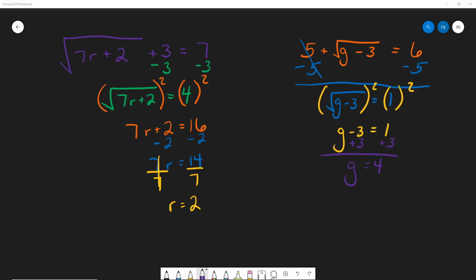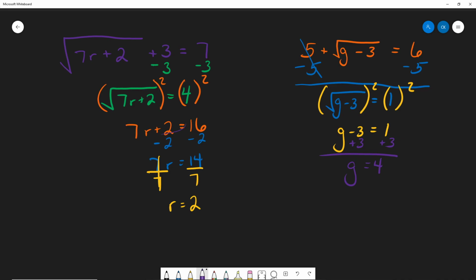So here are the answers for the 2 problems. For the first one, we should have gotten r is equal to 2. As we see here, we need to get the radical by itself. So I subtract the 3 from both sides, getting the square root of 7r plus 2 equals 4. Squaring both sides to get rid of the square root. So I'm left with, sorry about that, 7r plus 2 equals 16. Subtract the 2 from both sides, 7r equals 14. Divide by 7, r should equal 2.